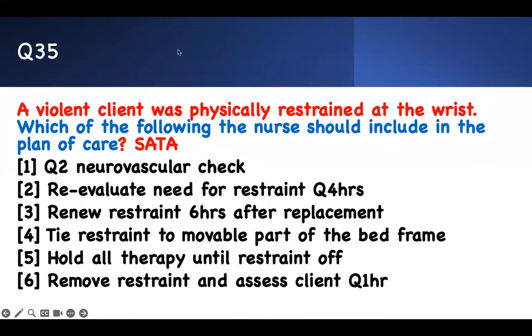Next question. Select all that apply. A violent client was physically restrained at the wrist. Which of the following should the nurse include in the plan of care? This is basically what you do with restraint. Q2 neurovascular check, yes. Reevaluate need for restraint every 4 hours, yes. Renew restraint 6 hours after placement? You renew it every 24 hours, so this is not right.